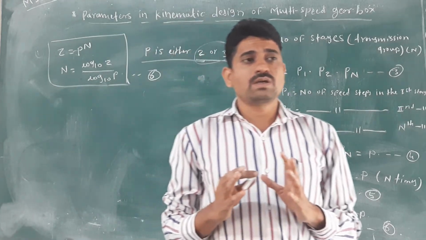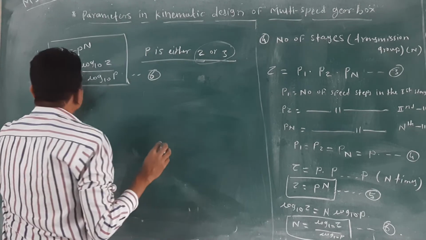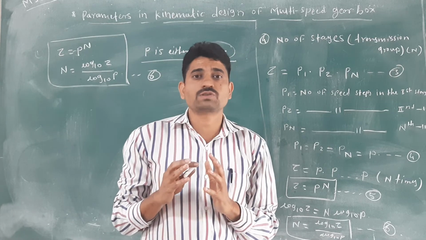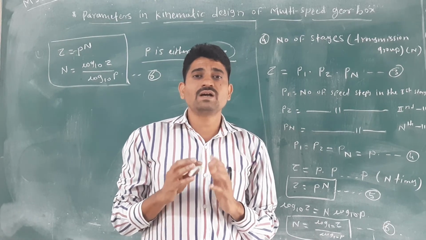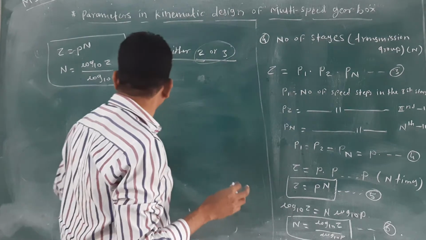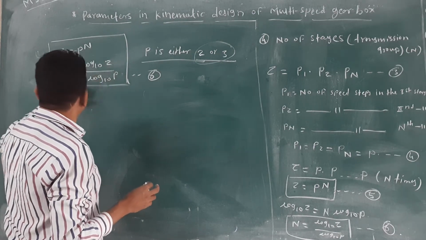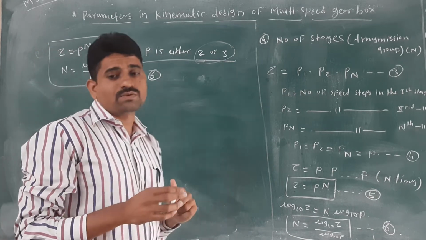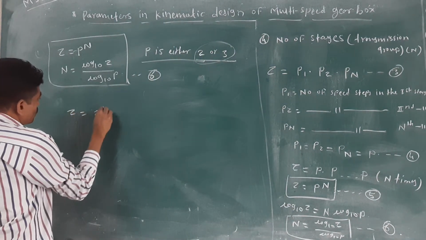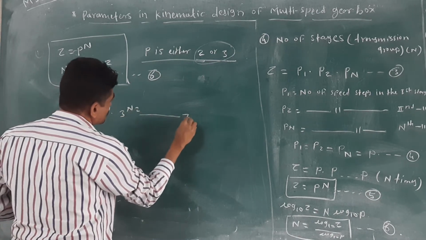We have taken the 2-stage gearbox, 3-stage gearbox. We can't take a 2.5-stage gearbox. That's why we require the integer value. If you are not getting an integer value with the help of this formula n is equal to log 10 z divided by log 10 p, then we will modify this equation Z is equal to p raised to n. Then we can write Z is equal to 2 raised to n1 into 3 raised to n2. This is equation number 7.